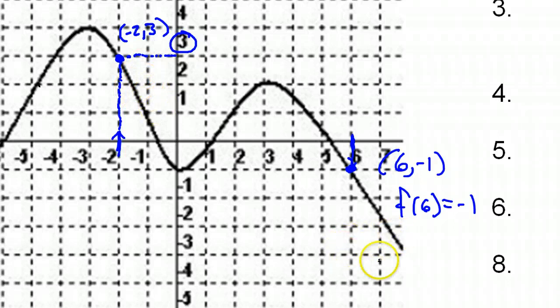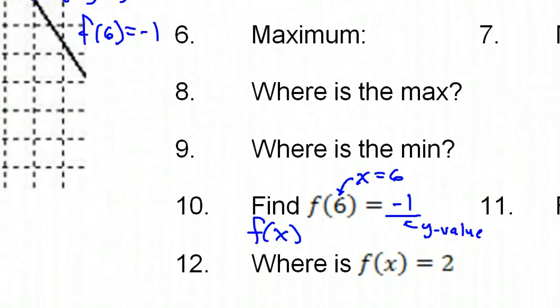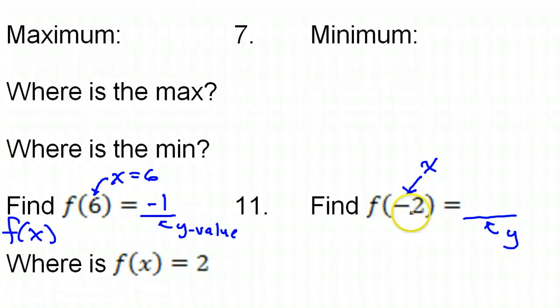So that means at an x value of -2, the y value is 3. That's the same thing as the ordered pair -2, 3.